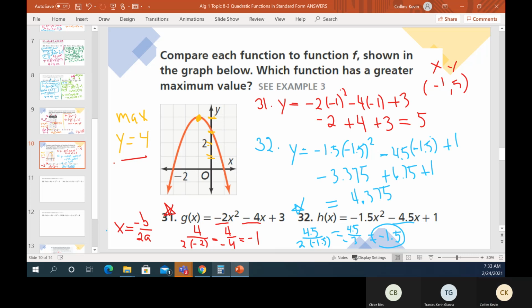Okay. So if we put these on Desmos, they would have a higher y value than the graph they gave us. We'll go ahead and check out a couple more.